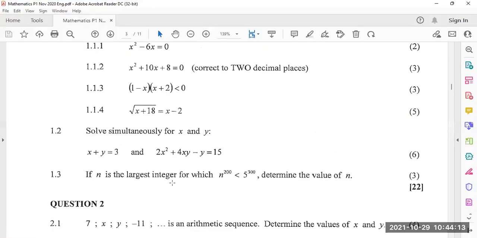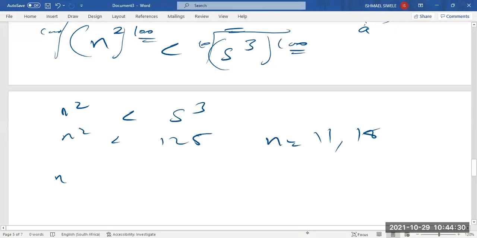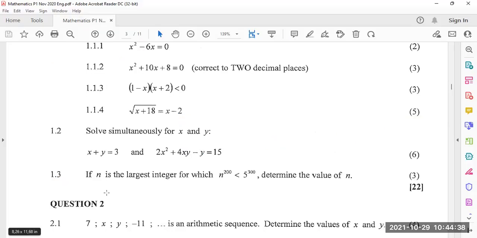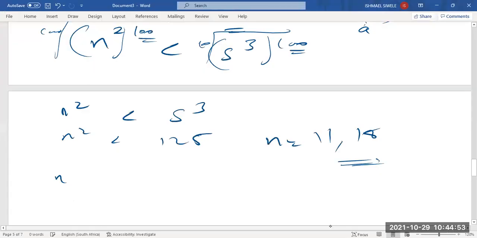So what does the question say? Let's go back. If n is the largest integer for which n exponent 200 is less than 5 exponent 300, determine the value of n. You see, we are getting n being 11 point something, 11.18. This is something to do every time you answer a question: go back to the question. Here you have 11 point one something, and they're saying n is the largest integer, so this is the value that we have.